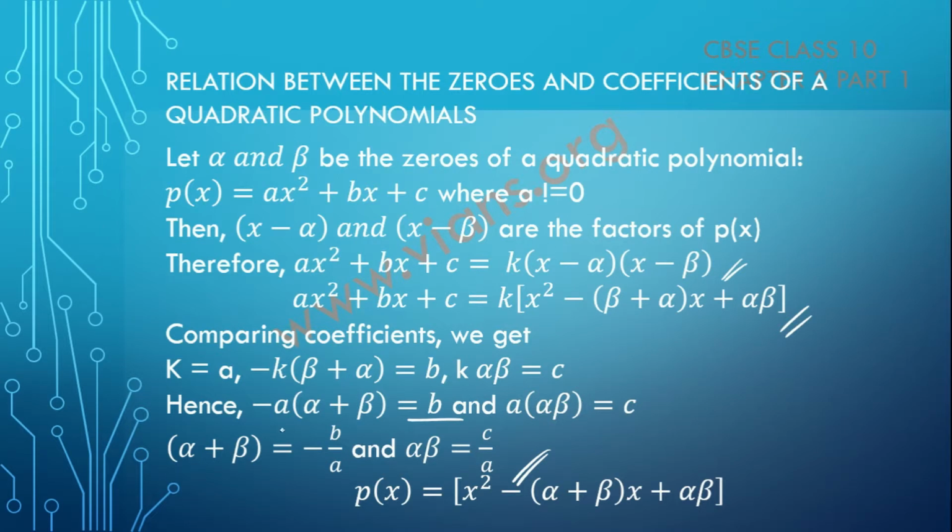So basically a quadratic polynomial can always be written as x square minus alpha plus beta x plus alpha beta. And that's why I said that the product of a and c has to be the product of alpha beta. And that's how you would find the roots or zeros of that equation.